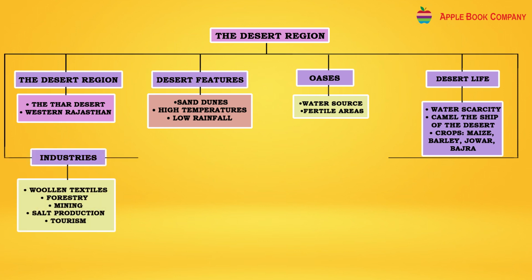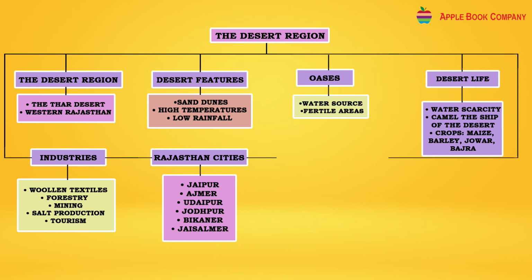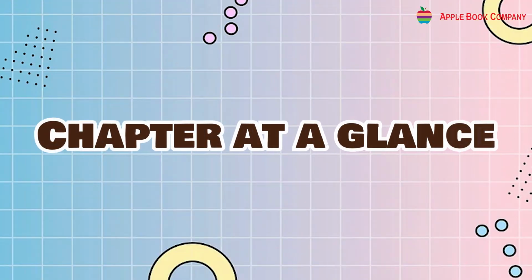Industries: woolen textiles, forestry, mining, salt production, tourism. Rajasthan cities: Jaipur, Ajmer, Udaipur, Jodhpur, Bikaner, Jaisalmer. Festivals: Gangaur, Teej. Chapter at a glance.